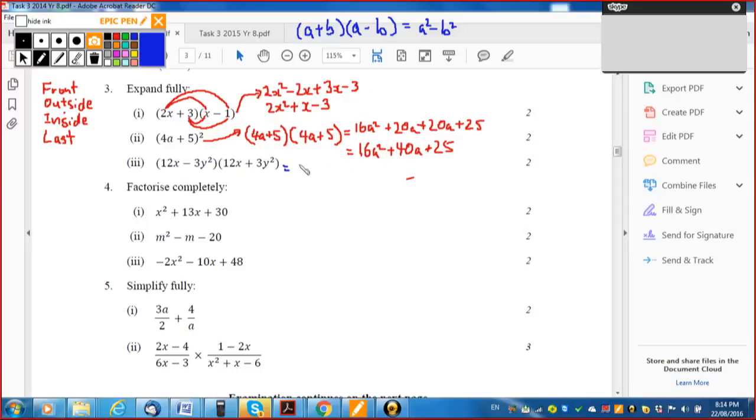I'm not sure, but when you say squared, is that the whole thing, everything including? Yes. So that would be 144x squared. Beautiful. So your A squared is 12x times 12x, 144x squared. And then you would have minus 9y to the power of 4. Yep. Good. Well done.